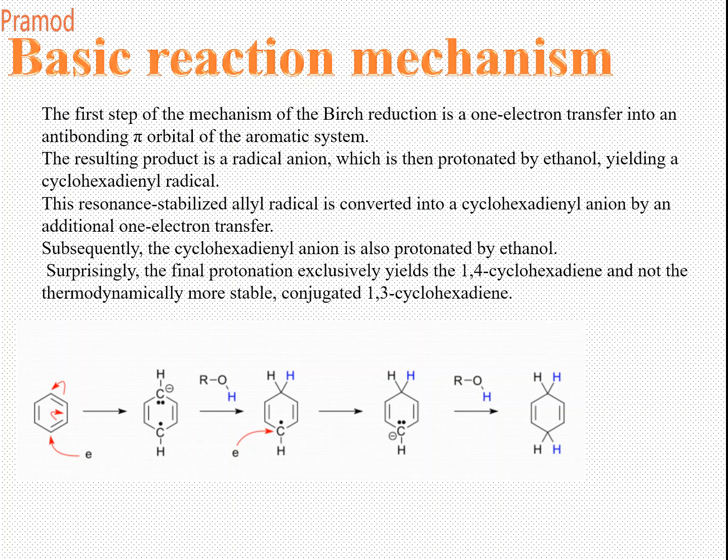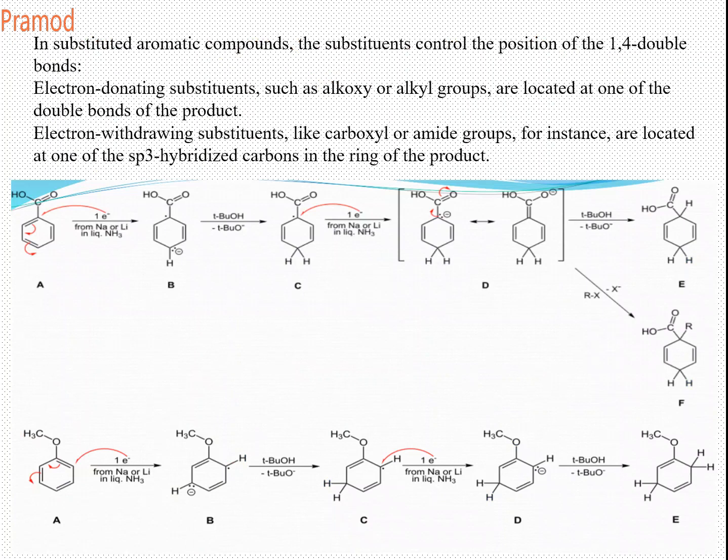This radical gets stabilized again. There is an electron transfer. Again, there is an electron transfer, and this leads to the formation of a cyclohexadienyl anion. Now, this cyclohexadienyl anion gets protonated by your alcohol, and the final product is your 1,4-cyclohexadiene. So this is the mechanism of your Birch reduction.